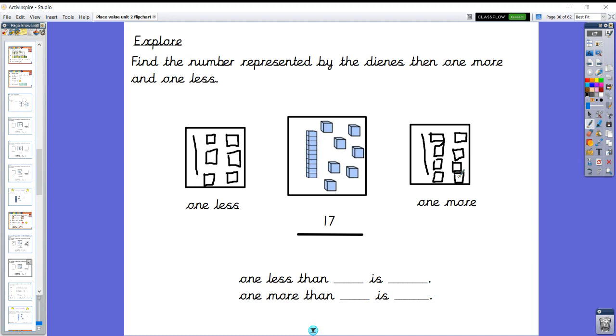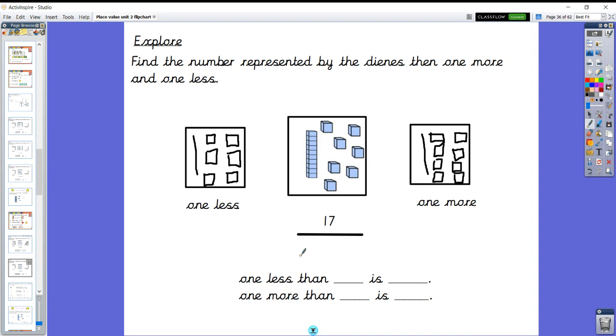Okay, so next job is to think about those stem sentences. So 1 less than something is something, and 1 more than something is something. So have a think about what that number is, which number is going to go where. I'd like you to say both of those stem sentences out loud. Please pause the video and then we'll go through them together.